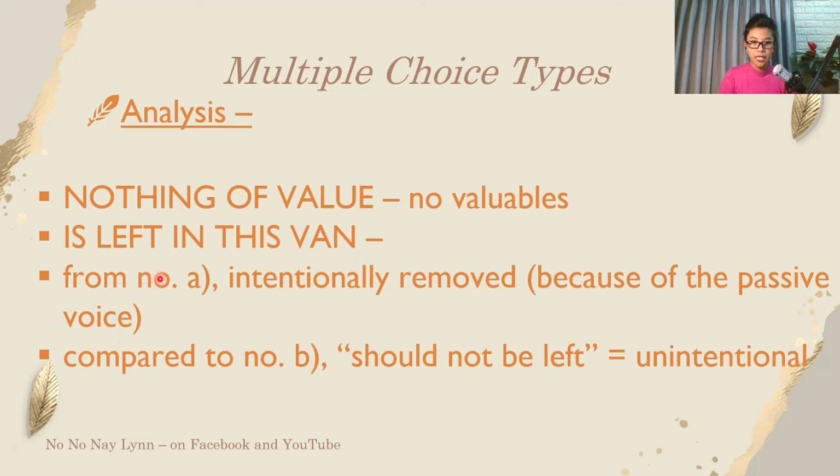So from number A, it's intentionally removed because of the passive voice. Also, because things are intentionally removed by people, according to the scenario given by the question. Compared to number B, we are comparing number A to number B. Compared to number B, it says should not be left. It's unintentional. So after criticizing all these things, we have to look back to the question statement, obviously.